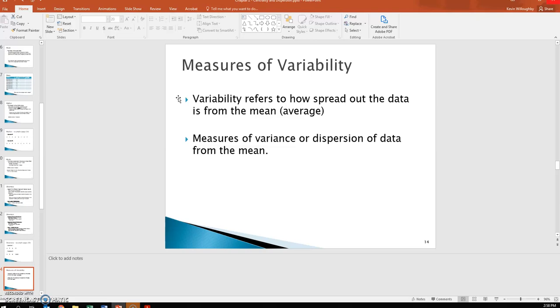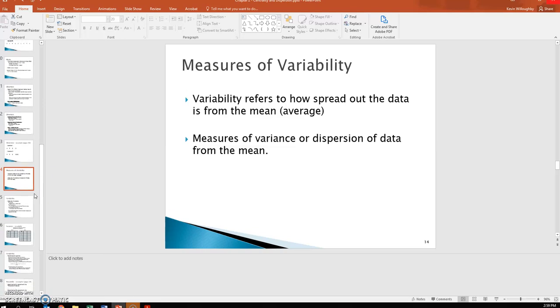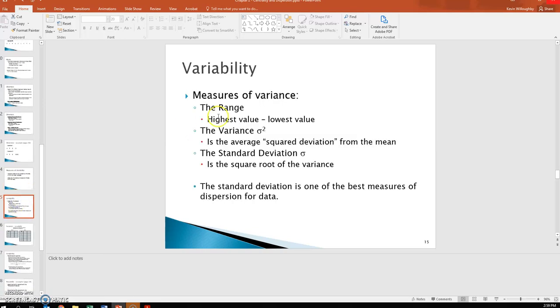So as the PowerPoint says, it refers to how spread out the data is from the average. So the variability, or how spread out, the dispersion of the data away from the mean. There's a few different measures of variance or variability that we will cover.